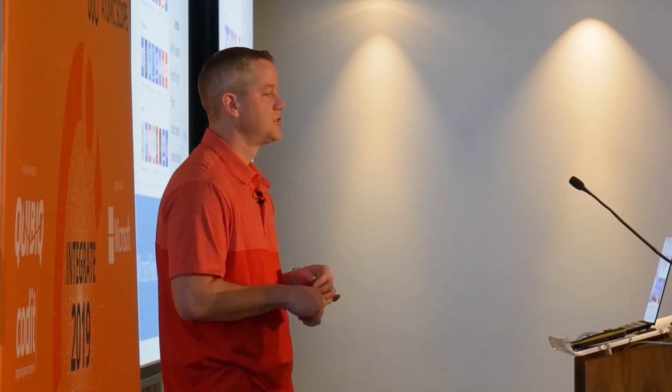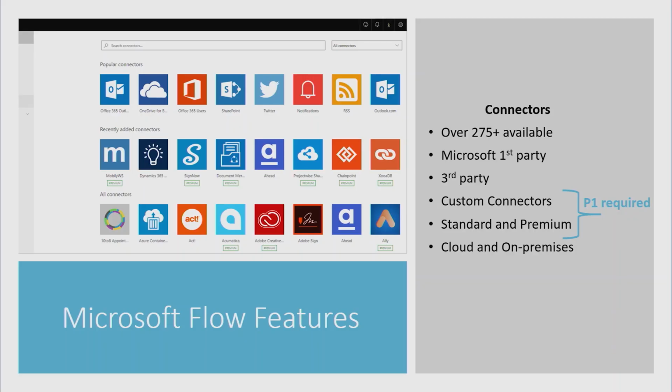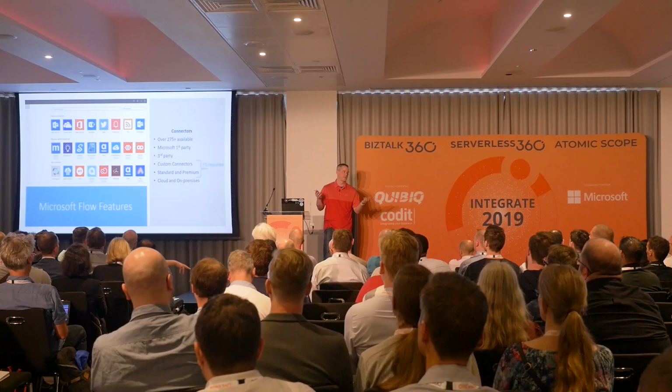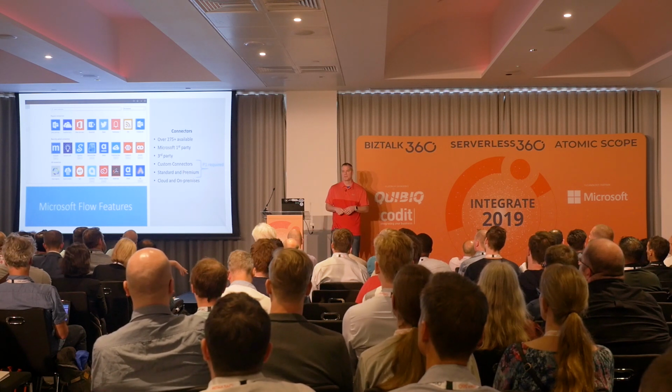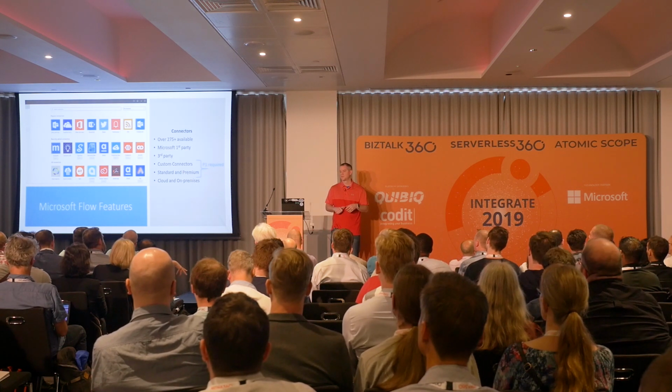And something that is a little bit different is that Flow does have some licensing considerations when you want to use custom connectors or premium connectors. So that's where you need to think a little bit differently about licensing and how you go about licensing your organization to use those connectors. You can also naturally connect to the cloud, but you can also use the on-premise data gateway in order to tap into some local or on-premise data sources.